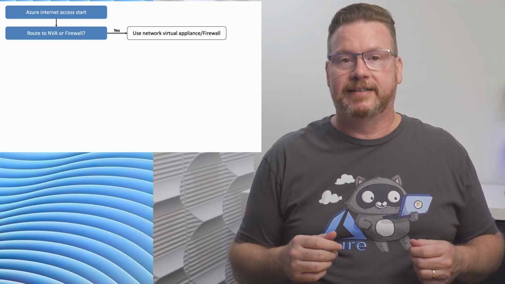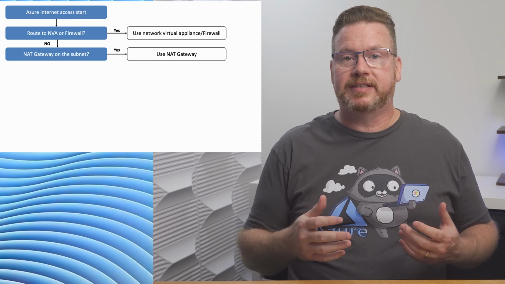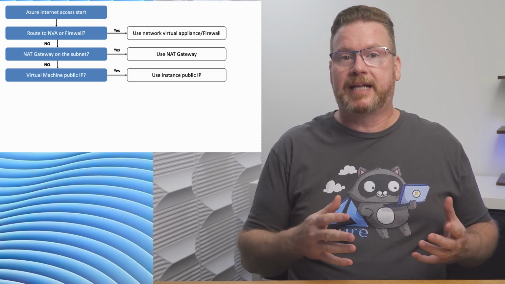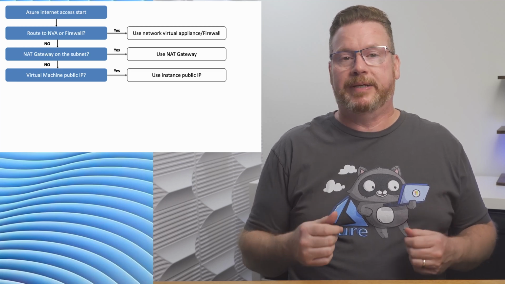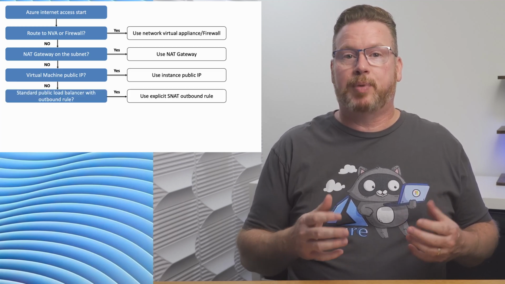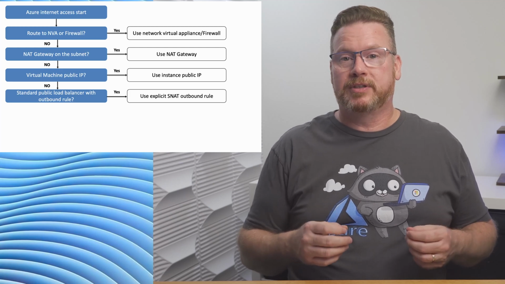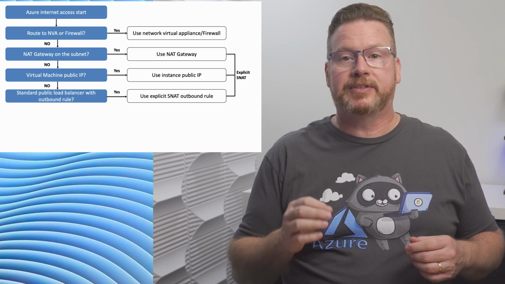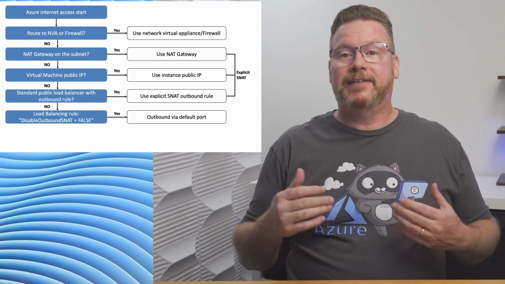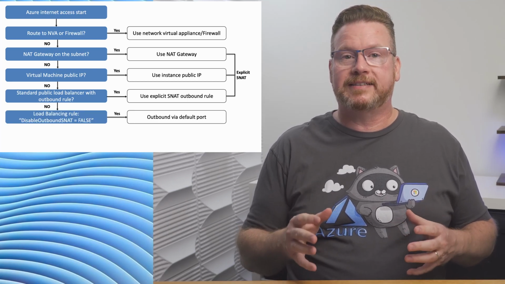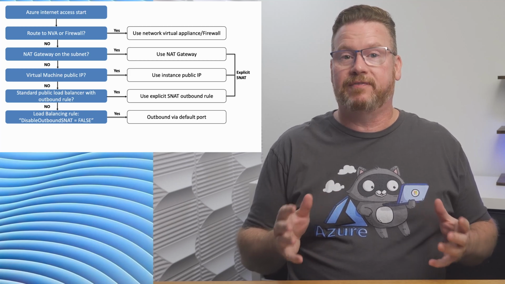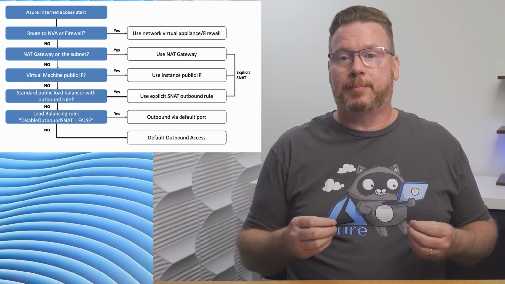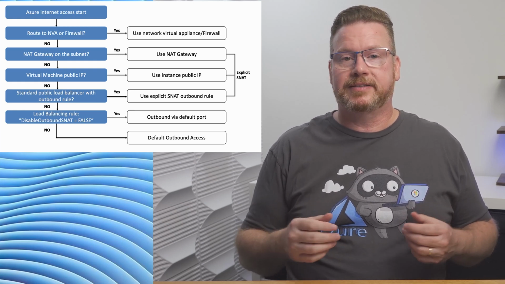a firewall VNet. Next, if a NAT gateway is attached to the subnet, that will be used to access the internet. Then, if the VM has a public IP address associated with it, that will be used. Next, if there's a standard public load balancer with an outbound rule defined, that's used. These three options use explicit source network address translation, or SNAT. After that, if there's a load balancer with a rule that sets disable outbound SNAT to false, that's used next. And finally, if all these are evaluated and none apply, then default outbound access is used.